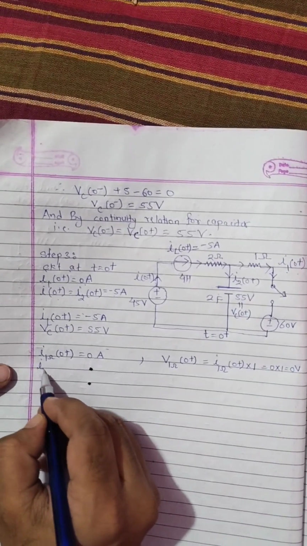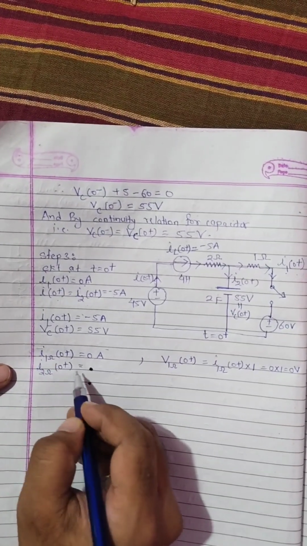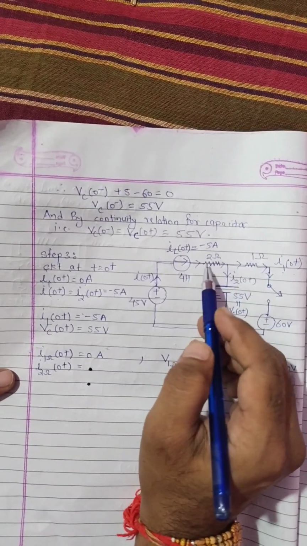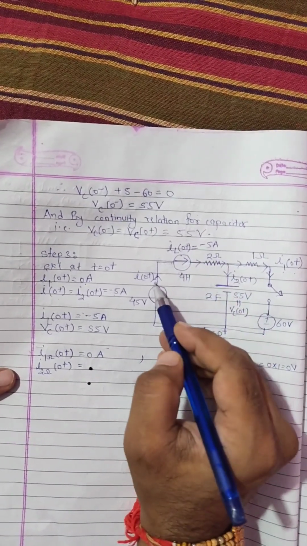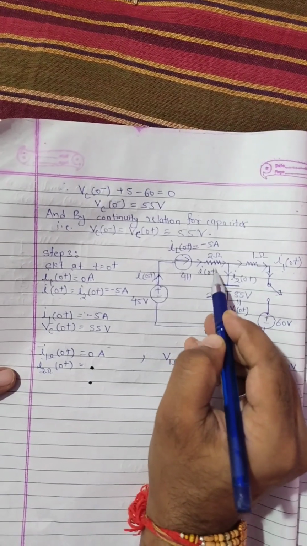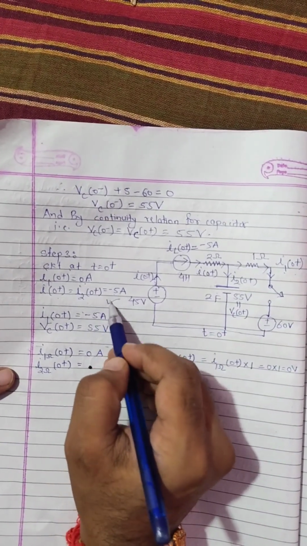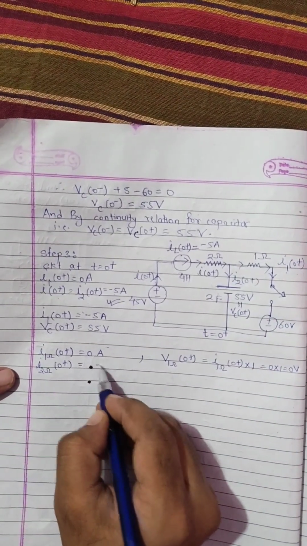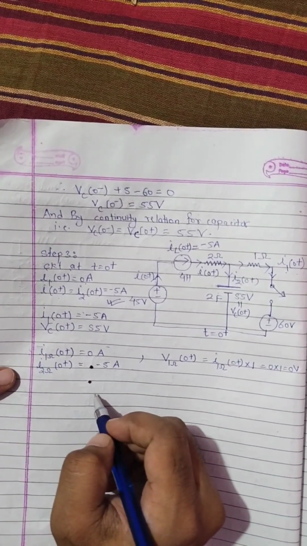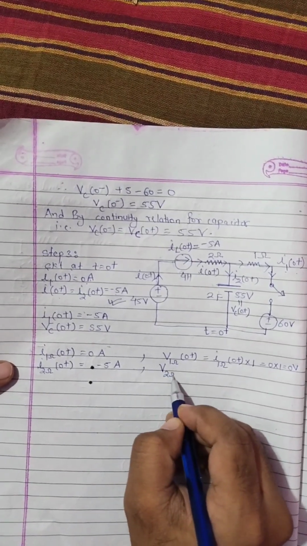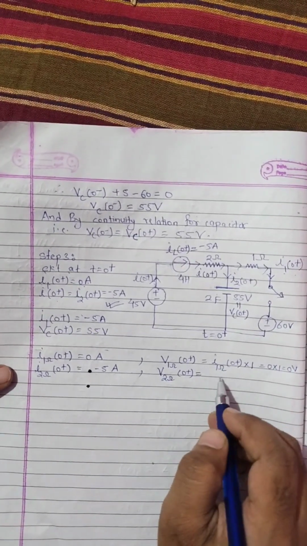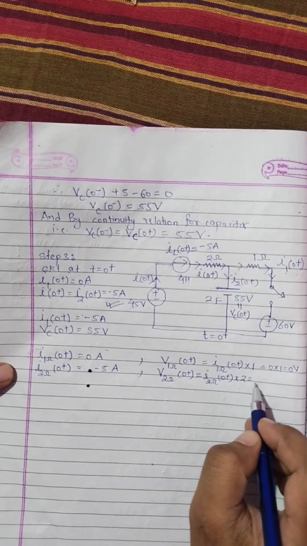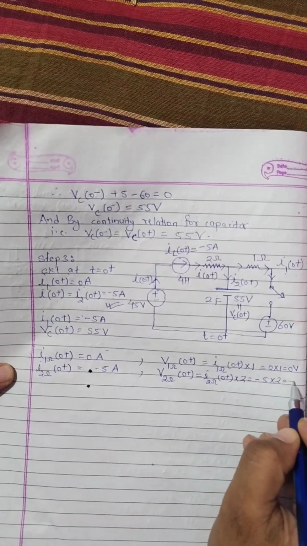Similarly, I2 ohm 0 plus is the current in this 2 ohm, which is I0 plus, and this I0 plus is minus 5 ampere. So the current in this 2 ohm, I2 ohm 0 plus, is minus 5 ampere. And the voltage V2 ohm 0 plus equals current, that is I2 ohm 0 plus, into resistance, that is 2, equals minus 5 into 2 equals minus 10 volt.